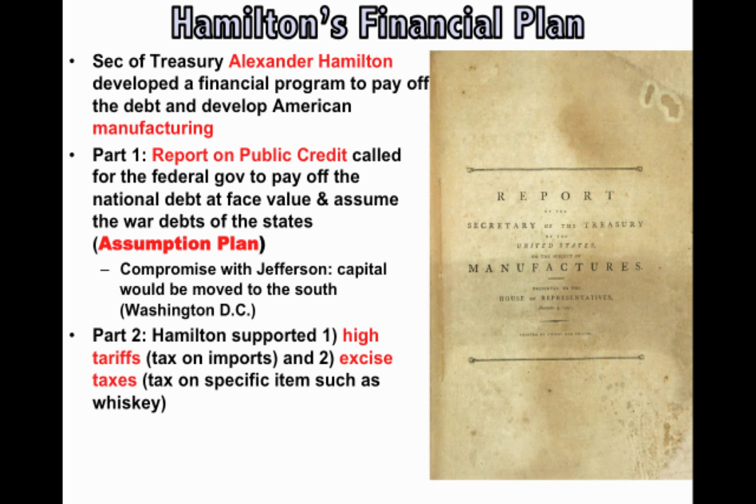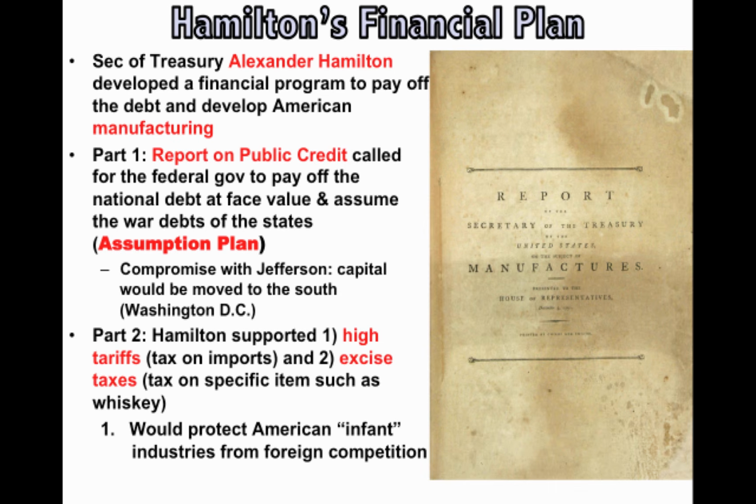The second part of Hamilton's plan could be seen in the Report on the Manufacturers, and in it, Hamilton supported 1, higher tariffs. A tariff is a tax on imports, and 2, excise taxes, a tax on a specific good such as whiskey. There's a couple of reasons for this. The tariff in particular would protect American infant industries from foreign competition. Hamilton wanted to see a nation of manufacturers. He wanted the United States economy to industrialize. The tariff would protect against British, really, competition. Also, Hamilton wants to raise revenue to pay off the debt, which the excise taxes would hopefully accomplish.